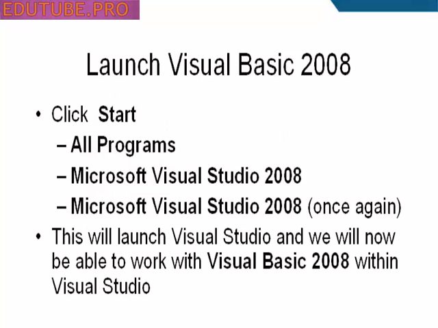Finally, you're ready to launch Visual Basic 2008. Assuming it has been installed in your machine, you simply click Start, choose All Programs. You will then find an item called Microsoft Visual Studio 2008. You will then see another item called Microsoft Visual Studio 2008, and then you will click on that. And then within that Visual Studio environment, you will then be able to specify that you want to work in the Visual Basic environment. We will demonstrate this in another movie.